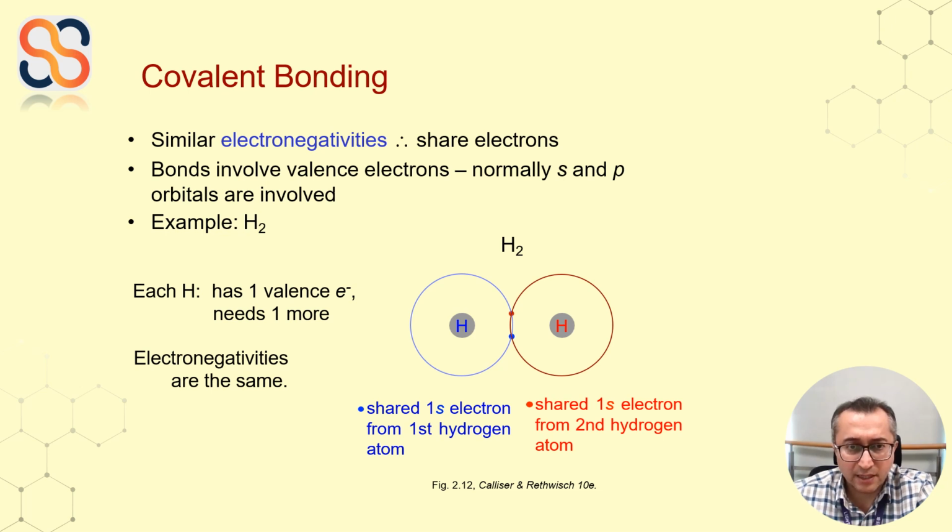A great example to illustrate this is the H2 molecule. Each hydrogen atom has one valence electron and needs one more to fill its outer shell. Since both hydrogen atoms have the same electronegativity, they come together to share their electrons. Here is how it works. The first hydrogen atom contributes its 1s electron, and the second hydrogen atom contributes its 1s electron as well. By sharing these electrons, they form a stable bond known as a covalent bond. So, in essence, the hydrogen molecule is formed by the overlap of these two 1s orbitals, creating a bond that holds the two hydrogen atoms together.